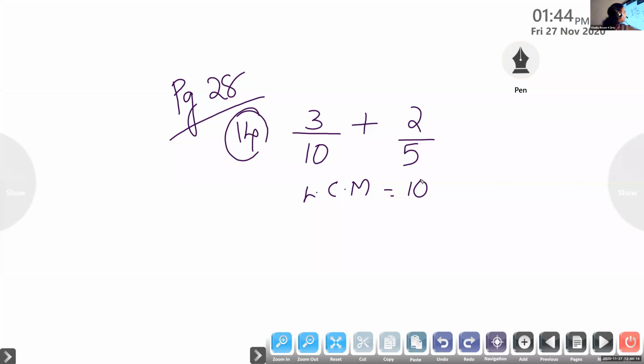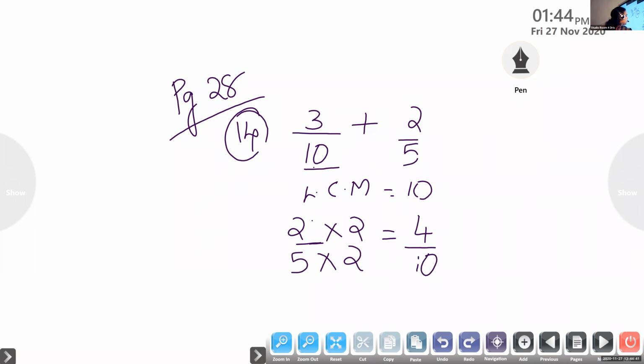How do you know clearly? When you multiply 5 by 2, 5 2s are 10, here also 10. So we can find this out easily without doing the calculations. 3 by 10, no need to make it a 10 again, its denominator is already 10. So 2 by 5, you can write 2 into 2, 4, 4 by 10. So now you can write 3 by 10 plus 4 by 10 is equal to 7 by 10.